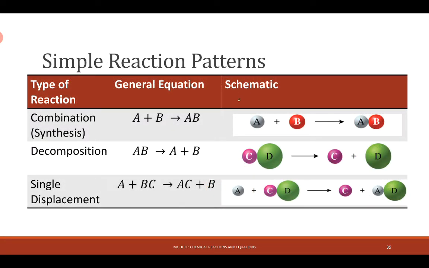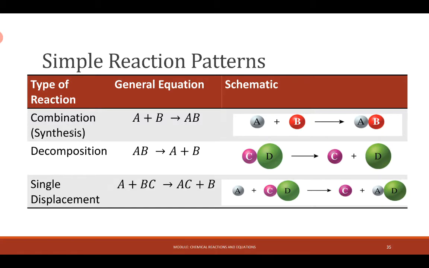So the simple reaction patterns that we're going to be learning about include combination reactions. In combination reactions, you start off with two separate things, and then they combine together to make one thing. And so in this compound, you have A and B, and then they will react together to form A and B bonded together. Sometimes combination reactions are called synthesis reactions because you are making something new.